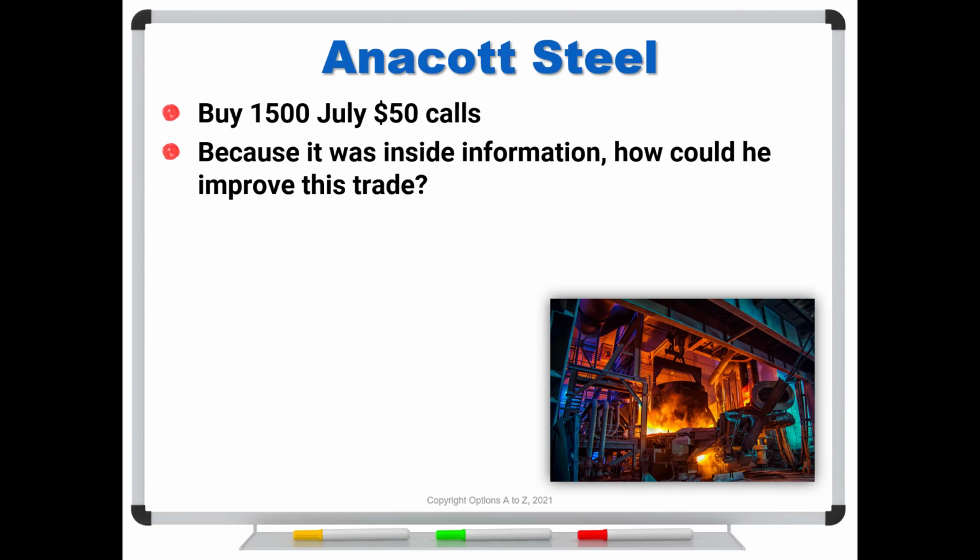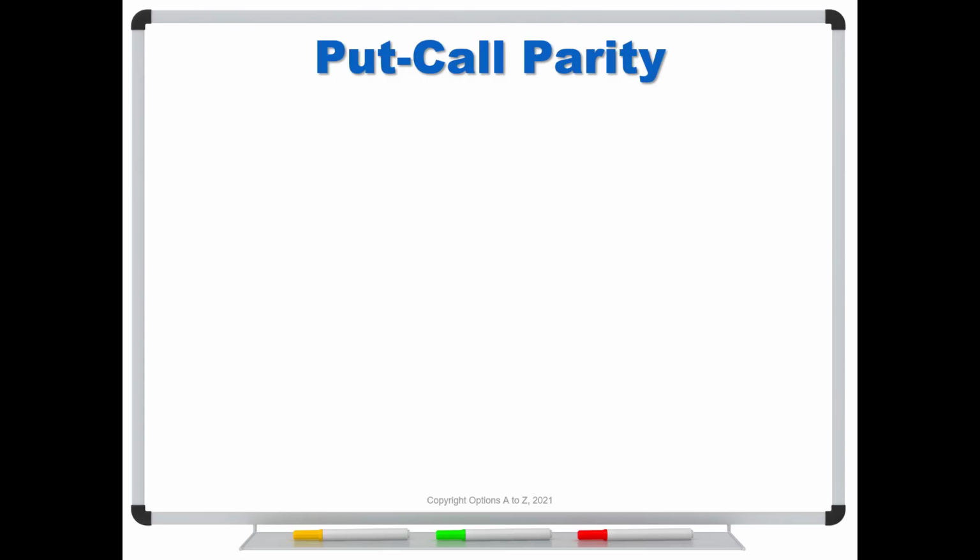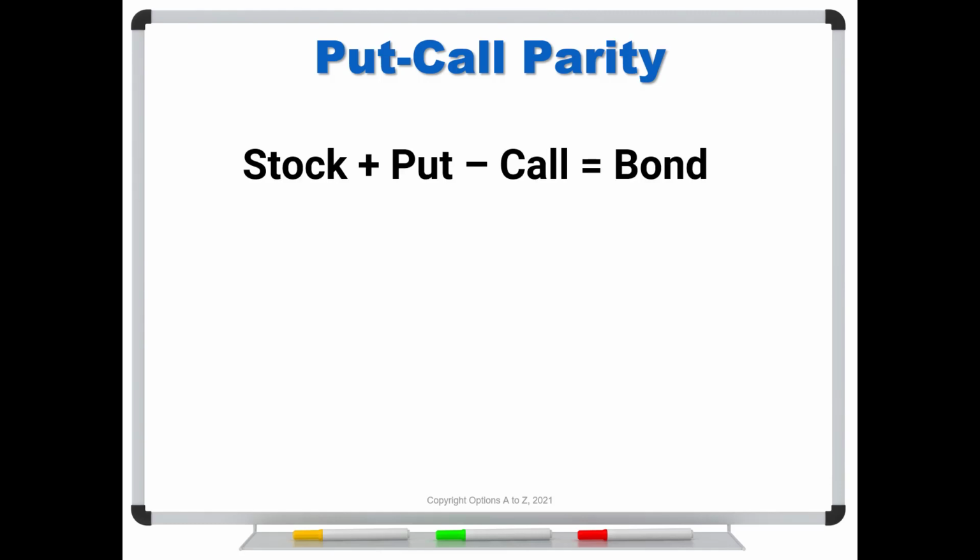But because it was inside information, how could he have improved this trade? This is where your theory comes into play with put-call parity. Now, I'm not talking about using your theory to trade on inside information or do anything illegal, but I'm just showing you how, based on a given set of information, you can make better decisions. So recall from previous videos, I've got lots of them in here on put-call parity. It's a mathematical formula from which our synthetics come from, but the basic form of it, or at least one form, is to say that long shares of stock plus a put minus a call, assuming the call and the put are the same strike, will in fact equal a bond.